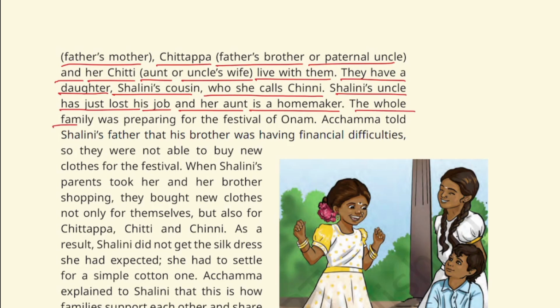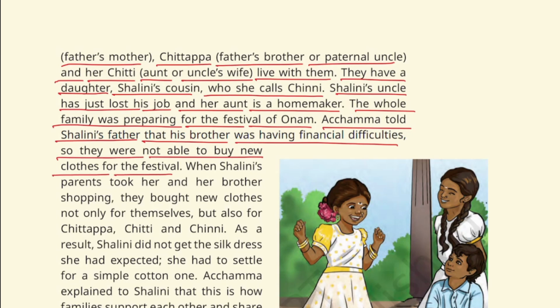The whole family was preparing for the festival of Onam. Achamma told Shalini's father that his brother was having financial difficulties, so they were not able to buy new clothes for the festival. When Shalini's parents took her and her brother shopping, they bought new clothes not only for themselves but also for Chitappa, Chitti, and Chinni.